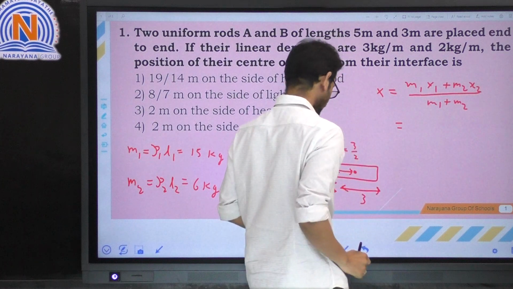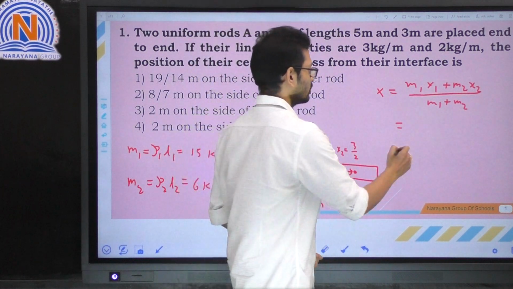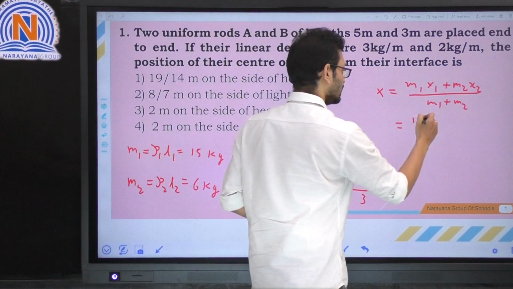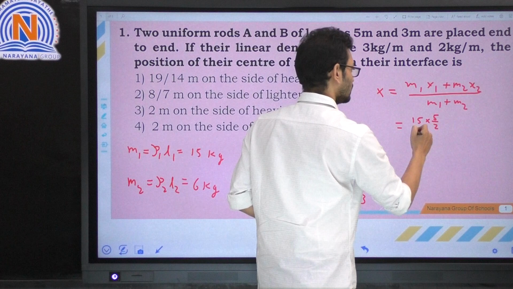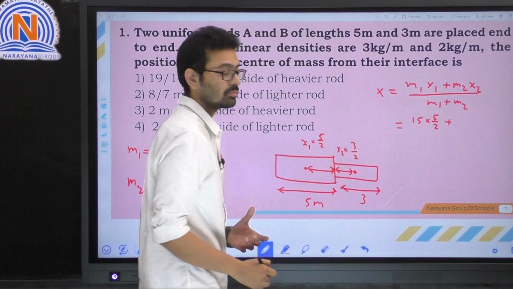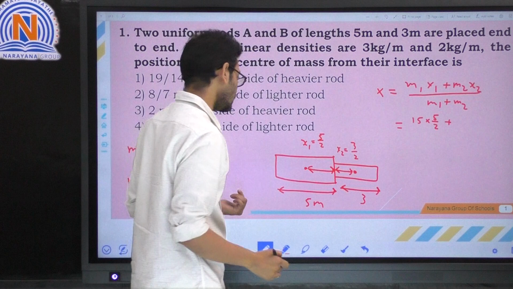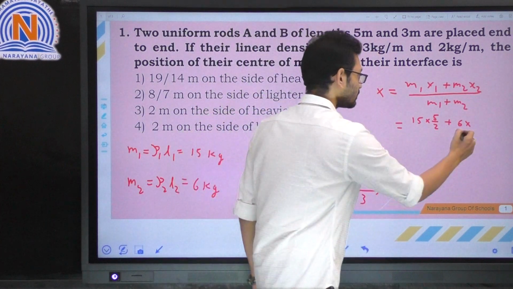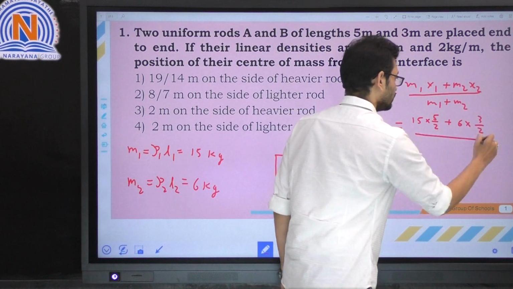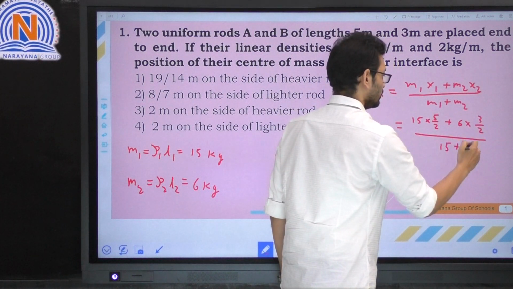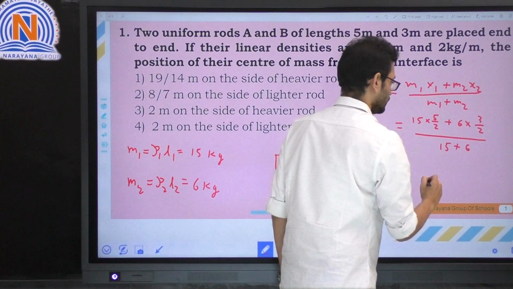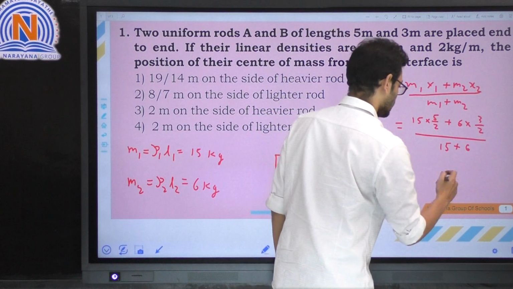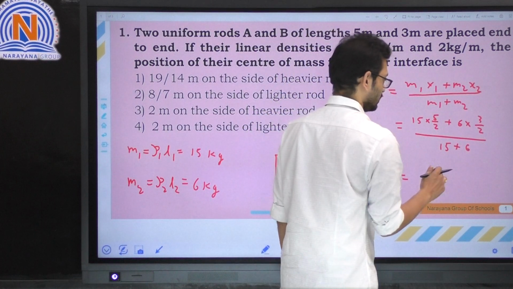Now what is that x1 given? x1 is given as 5 by 2. So m1 is given as 15. So 15 into 5 by 2, plus m2 is how much? m2 is 6. So 6 into x2, which is 3 by 2, divided by m1 plus m2, 15 plus 6. 15 plus 6 is 21, right? I'll write it as 21.